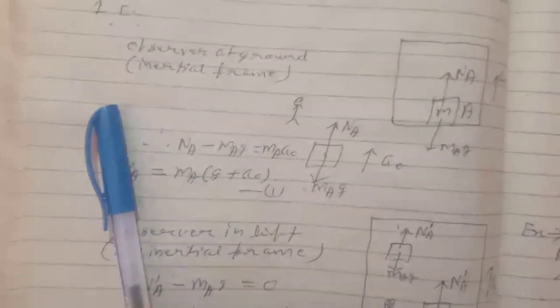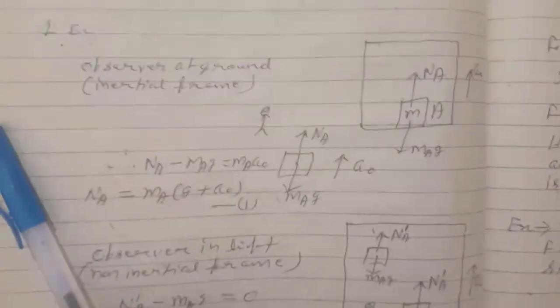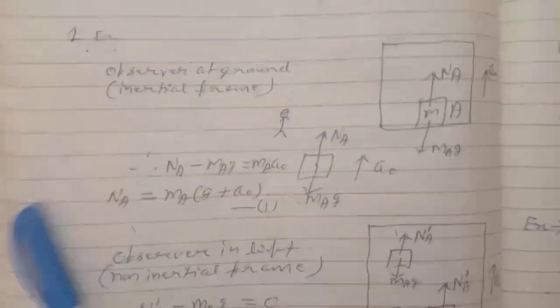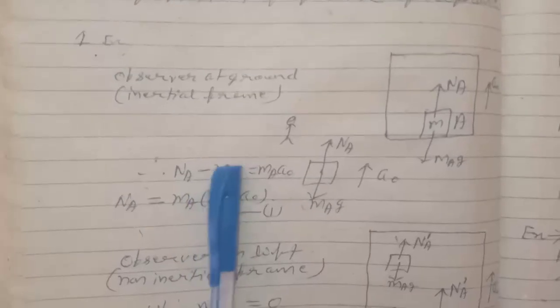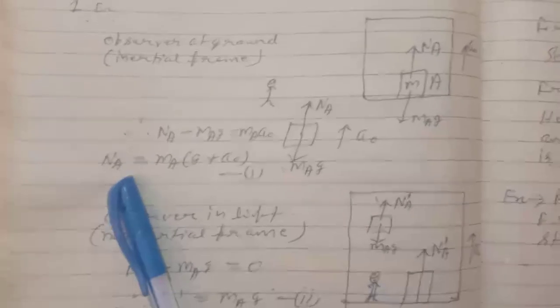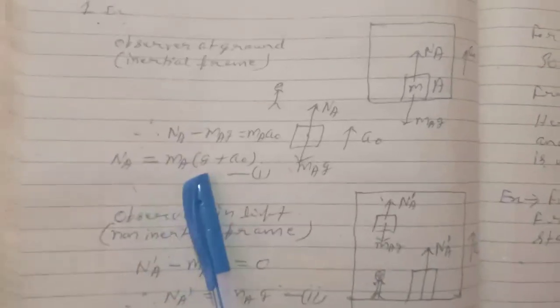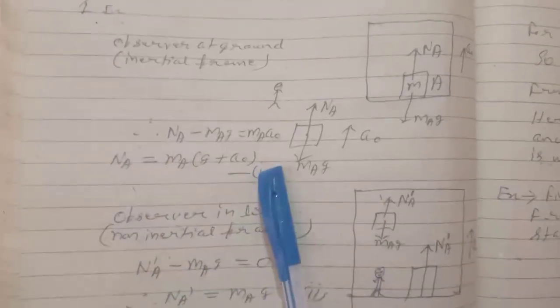Now this body is moving with acceleration because the lift is moving with acceleration, so the body will also be moving with acceleration with respect to the ground. So we can use N_A minus m_A g equals m_A a naught. From it we get the normal force on block A, N_A equals m_A times (g plus a naught). This is equation 1.